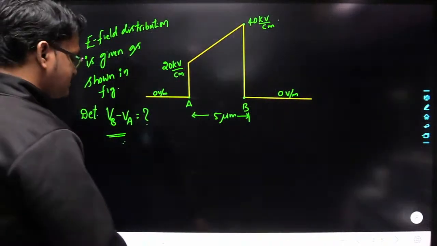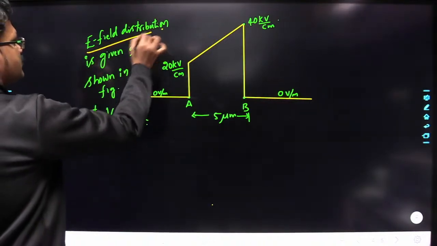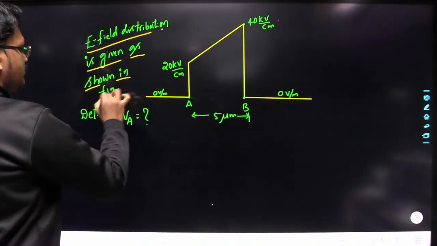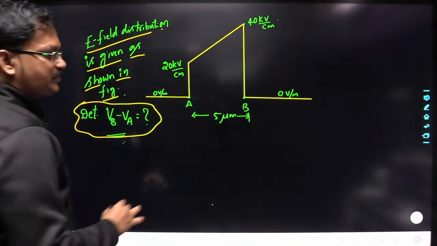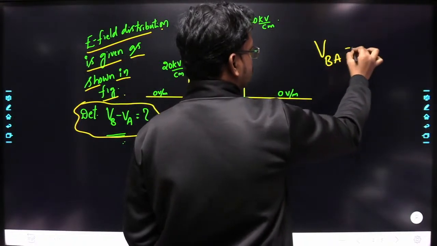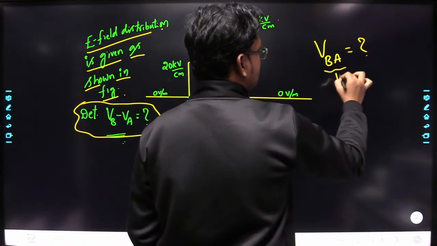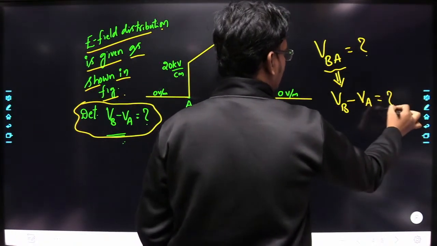Okay, next one. They have given the electric field distribution as shown in the figure, and asked to determine VB minus VA. So now they are asking VBA. VBA is nothing but VB minus VA. So this is what you have to determine.